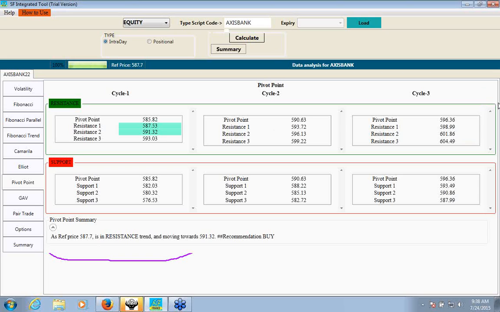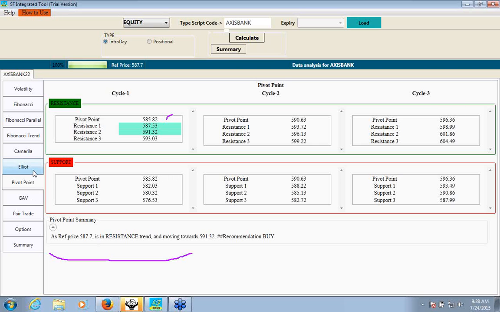So once you are buying in this particular cycle, you must ask me where I should put the stop loss. Definitely, if you are a pivot point trader, your pivot point is 585.82. Currently, the reference being taken is 587.7. Market price may be a little different. So it is recommending you to buy. Once you are buying it here, your first support or the pivot point itself, you can put as a stop loss as per the pivot principle.